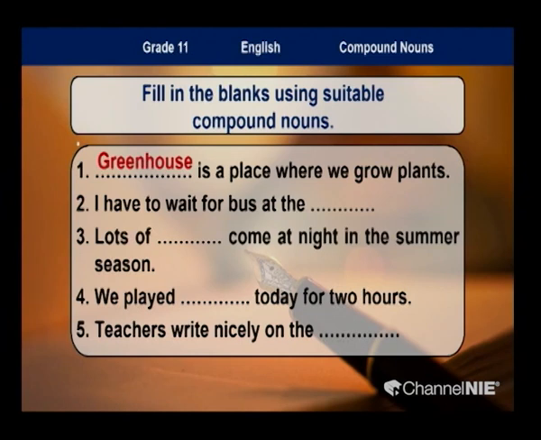I have to wait for the bus at the blank. Bus stop. Correct. Lots of blank come at night in the summer season. Lots of fireflies. Very good. We played blank today for 2 hours. We played football today for 2 hours. Teachers write nicely on the blackboard. You can use blackboard or whiteboard, or even green board. Correct.